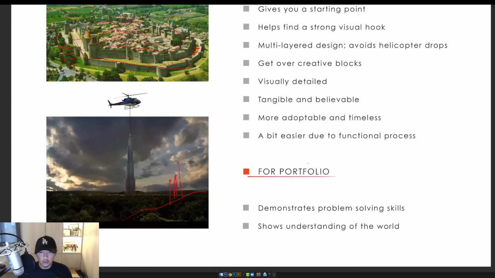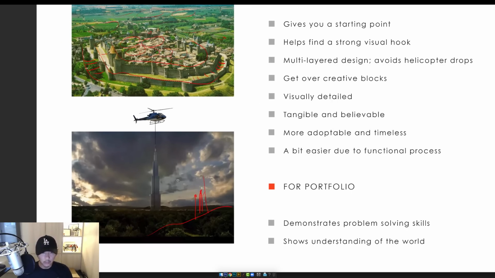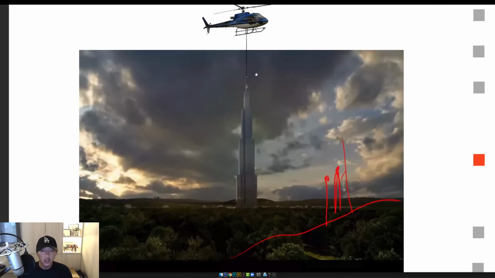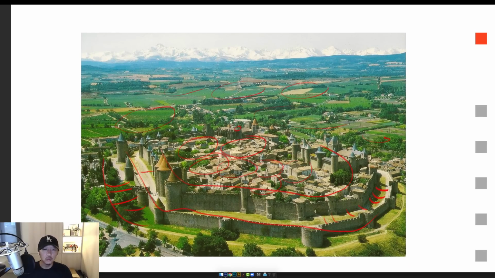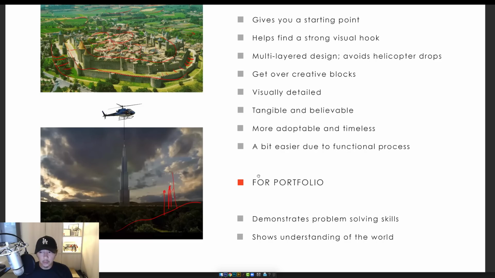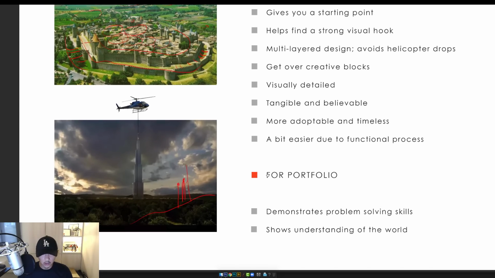Okay. And for your portfolio, we mentioned this already. It demonstrates problem-solving skills and it shows an understanding of the world. Super, super important. Again, when you have something like this, how do we know how much history you know? How much culture do you know? We don't know. When you do this, you are very knowledgeable of the world, and that's going to help you greatly when you are a junior designer working in a studio.